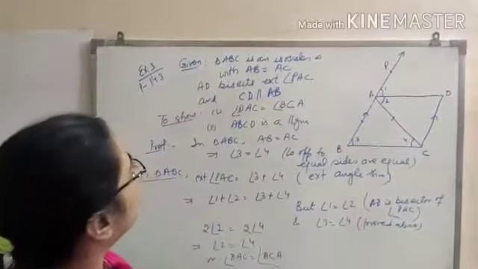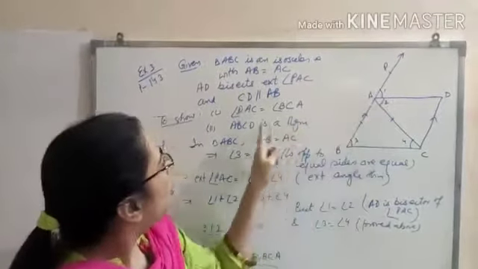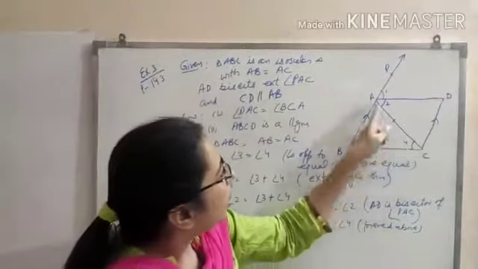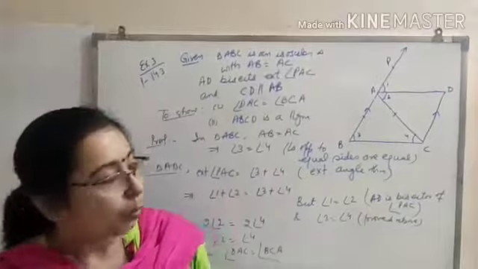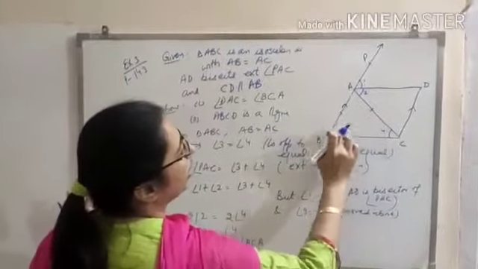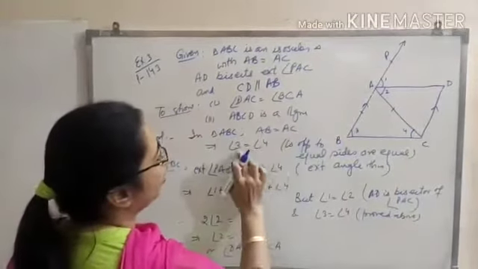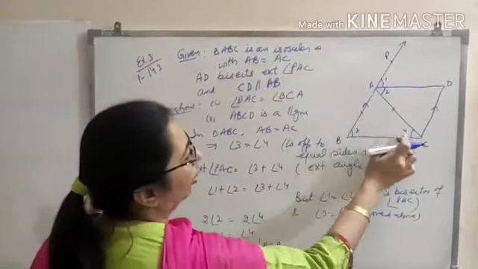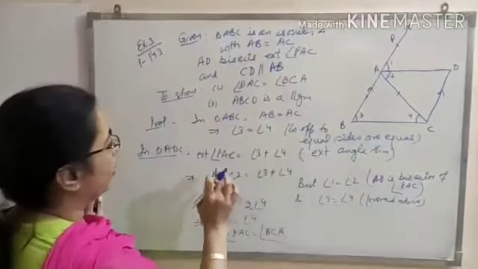Now what you have to show: angle DAC, that is angle 2, is equal to angle BCA, that is angle 4, and ABCD is a parallelogram. These two parts you have to show. Now I am considering this triangle ABC. You are given AB is equal to AC, isosceles triangle, so angle 3 is equal to angle 4. Angles opposite to equal sides are also equal. This property you have studied.